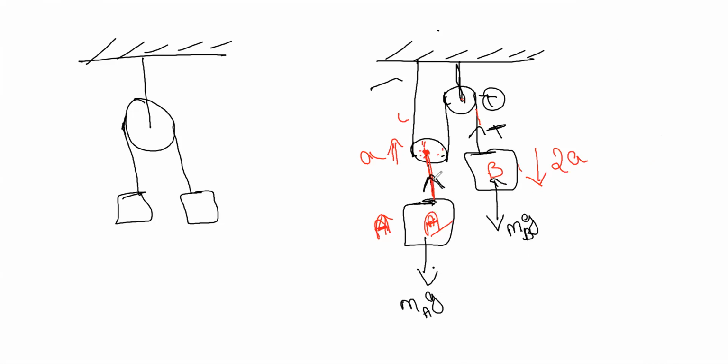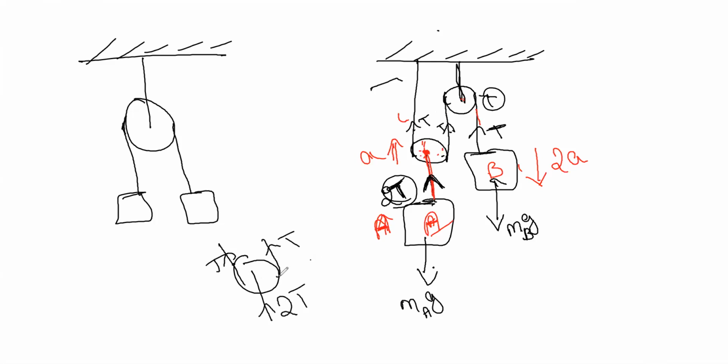Now what do you want me to put here? T. It is the same string, so here also T, here also T, and as we discussed in the previous class, in the pulley, if this is T and T, the total tension becomes 2T. So here the tension is 2T, not T. Now we just have to write the equations.